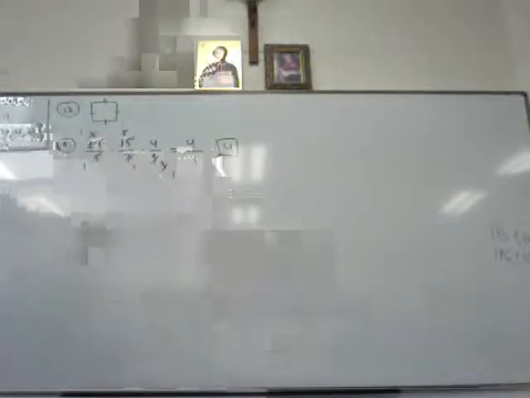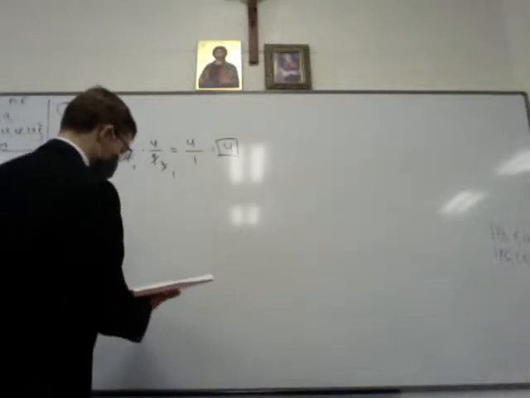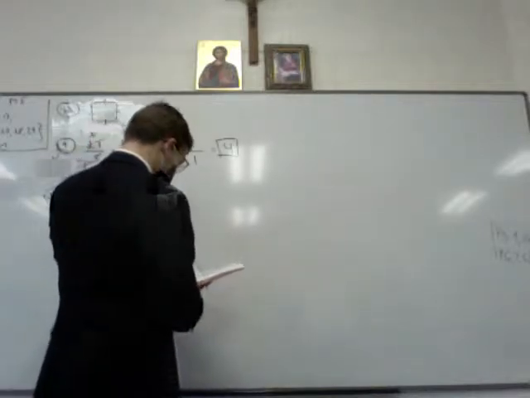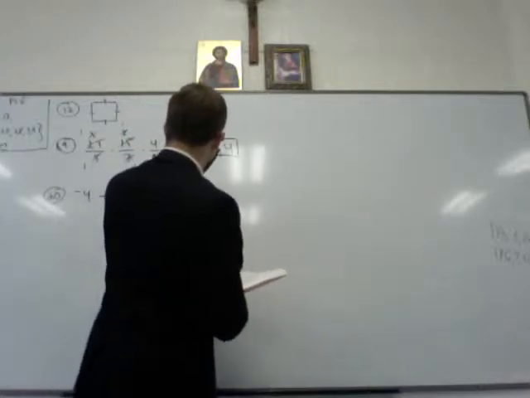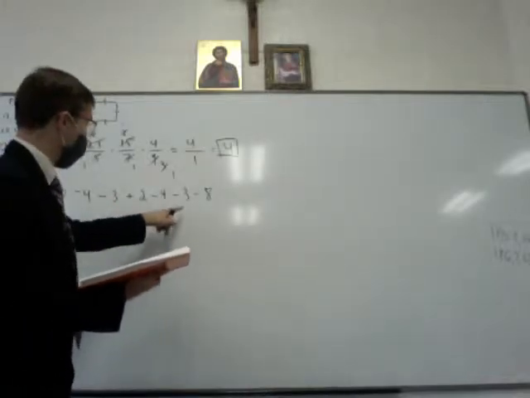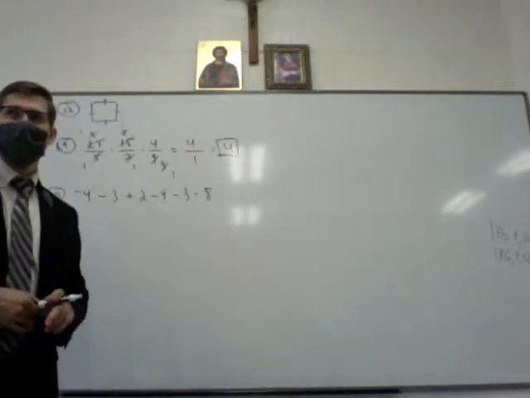20. All right. So in 20, now let's make sure we write it out correctly. We've got negative 4 minus 3 plus 2 minus 4 minus 3 minus 8. Did I copy that correctly? Okay, now, what do the directions say? Use parentheses to enclose each number and its sign, then insert plus signs between the parentheses, then add to get a sum. So what are they telling us to do here, effectively?